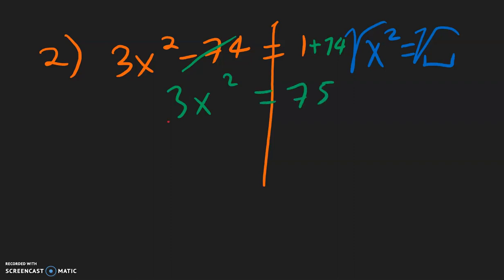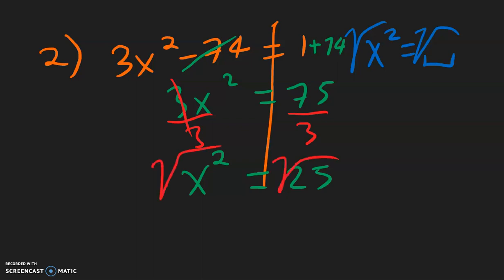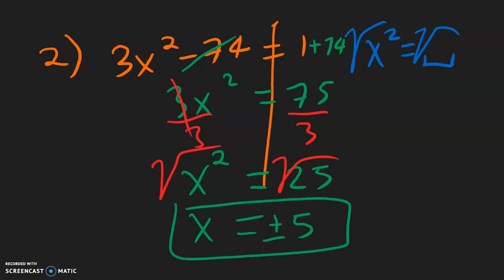Now we will divide by 3 on both sides. To get the x squared, don't forget to copy down the squared because we have not taken the square root yet, so the square cannot disappear. 75 divided by 3 is 25. Now we can take the square root to get rid of the square. So we're left with x, and square root of 25 is 5. And don't forget the positive and negative. And there is no i because 25 is positive.